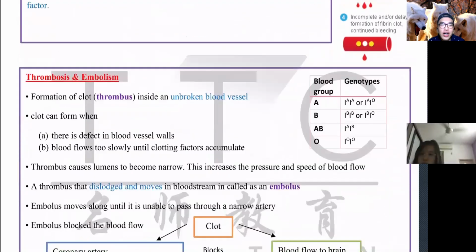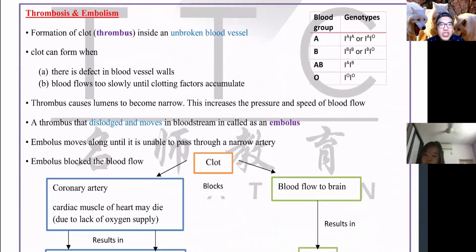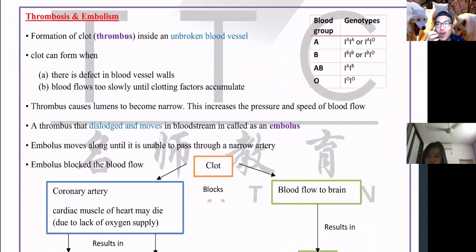All right. So a more common one would be thrombosis and embolism. This is mostly due to the one I told you just now. When you have cholesterol in your blood, you have plaque on your blood vessel, and then you start forming clot there. This is more common. So if blood clots inside your vessels without you bleeding, that is what we call thrombosis. Formation of clot, because the clot is called thrombus. A thrombus inside an unbroken blood vessel. Mostly it's due to your cholesterol.